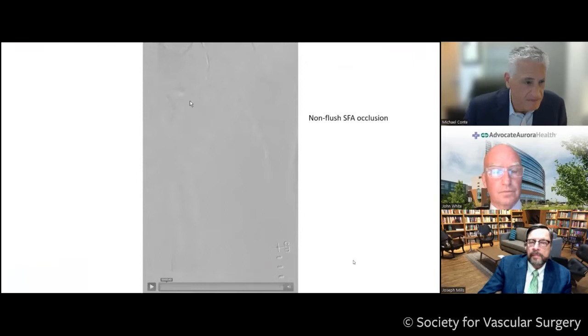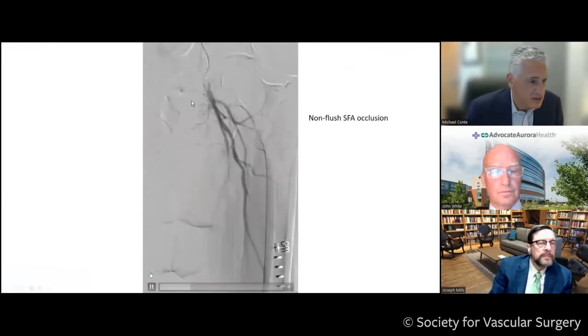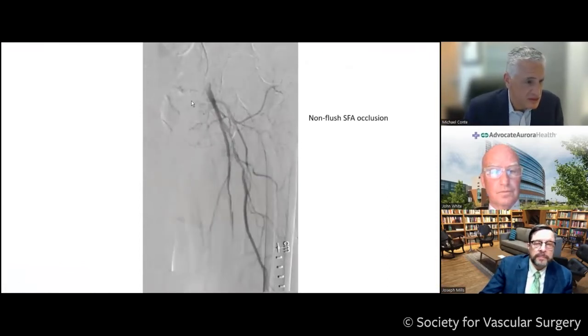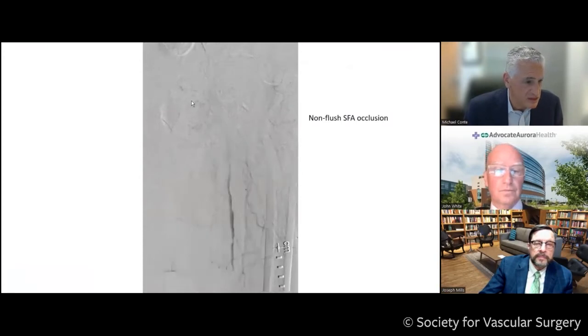We're going to walk through the sequence of angiographic imaging from this case, here beginning at the level of the groin, where you can see that there is disease in the proximal superficial femoral artery that's moderate, and then an occlusion is present in the upper third of the thigh.